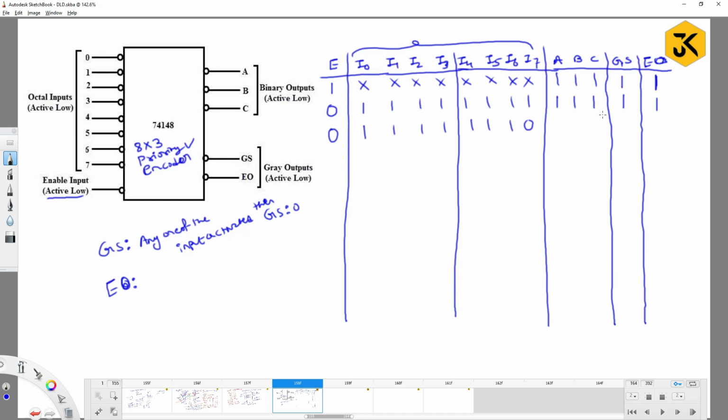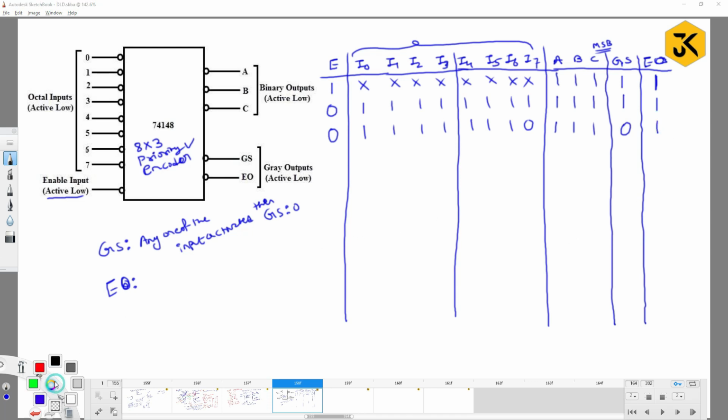What might be the output? See, I have mentioned here MSB beta C. If I mention MSB beta C, what should be the result? Basically you required 000, but now you require 111. Writing in any order, there is no problem for all ones, right? So what about the group selection? Group selection is 0 and enable output is 1.